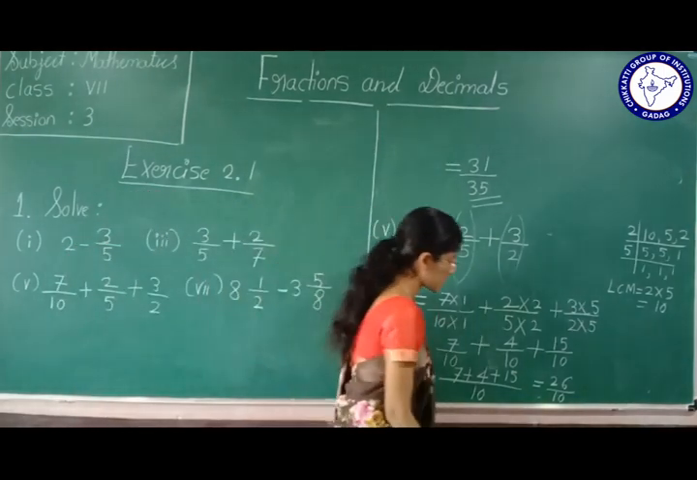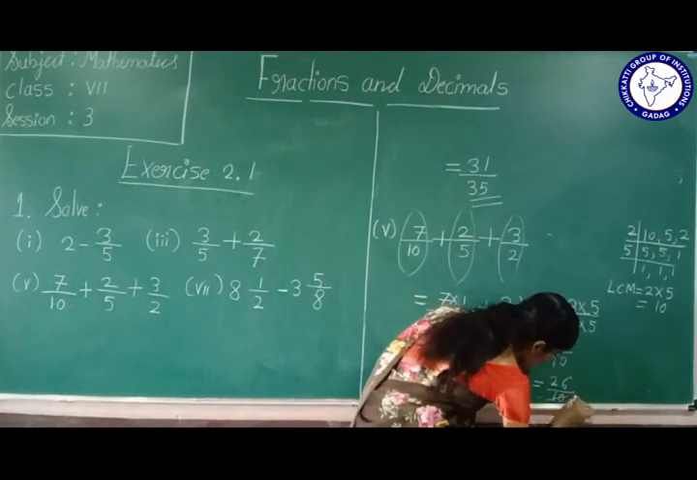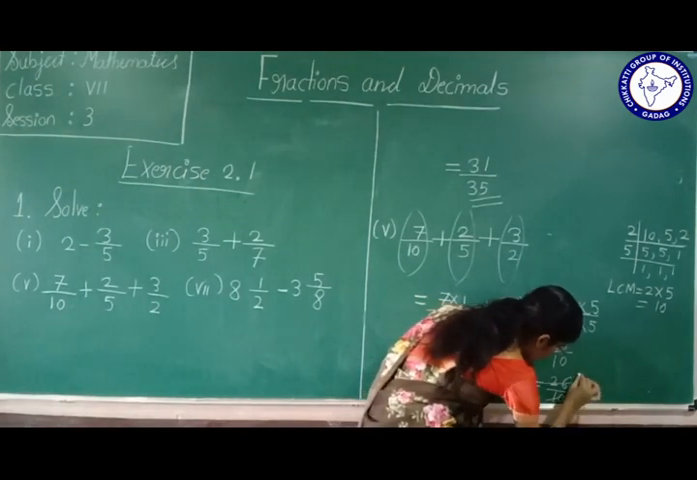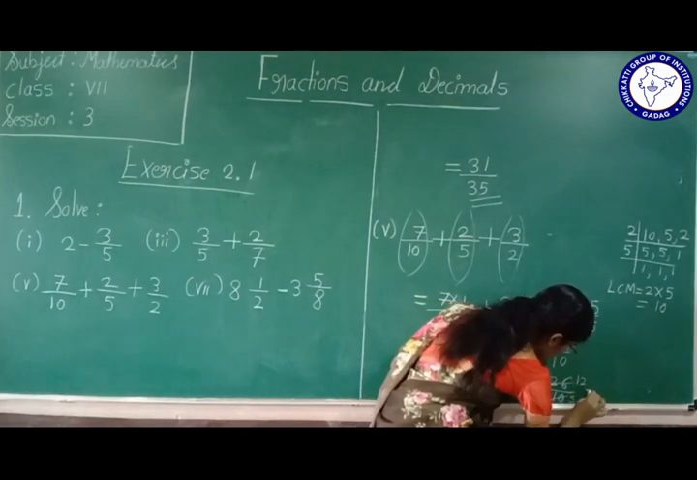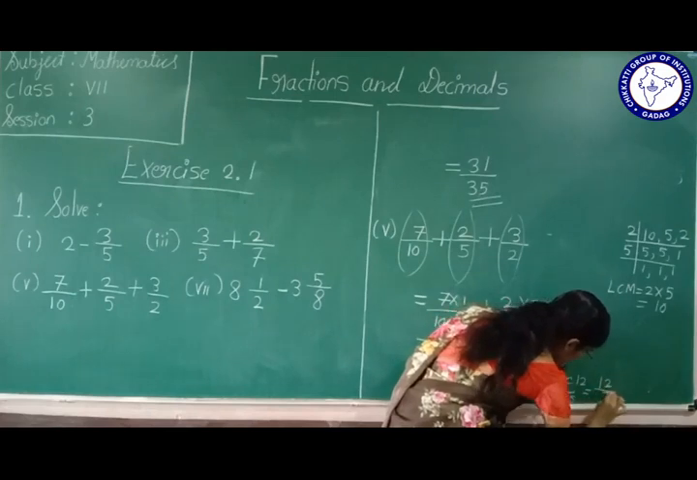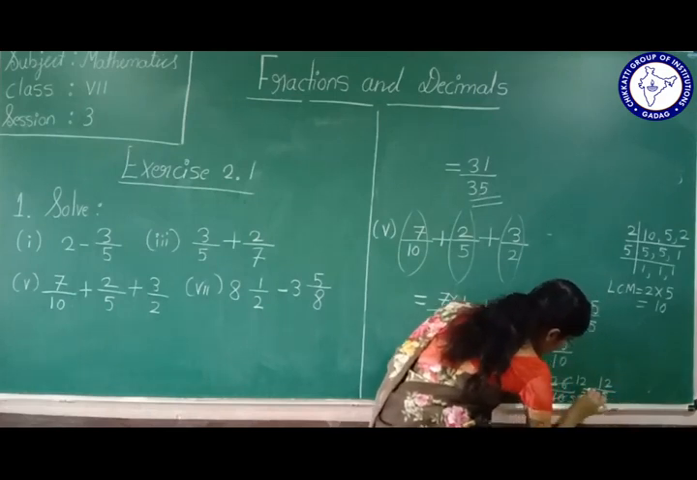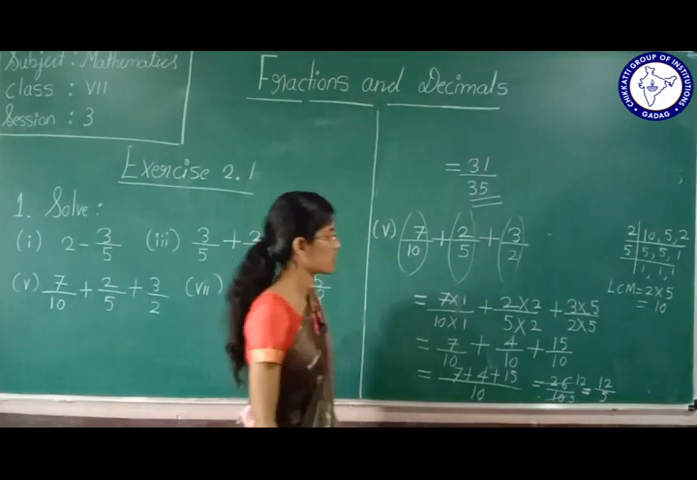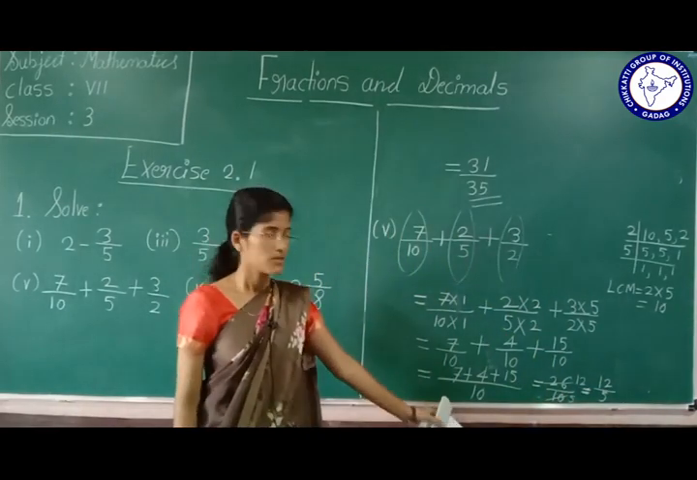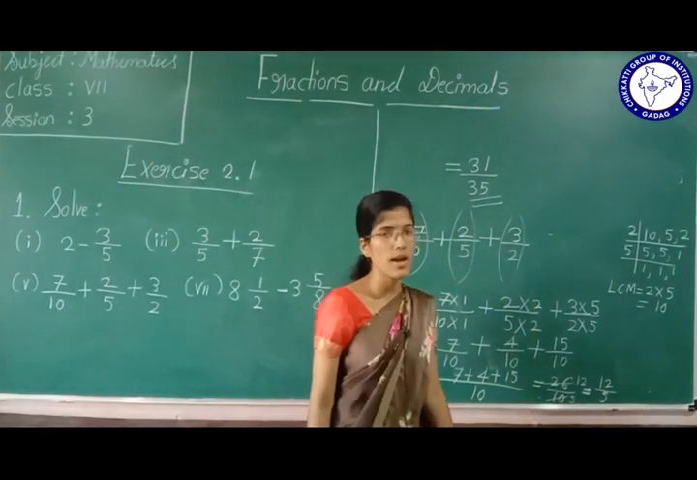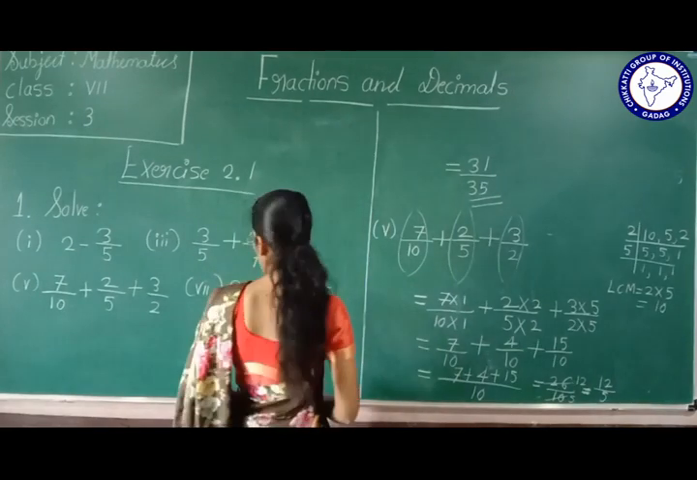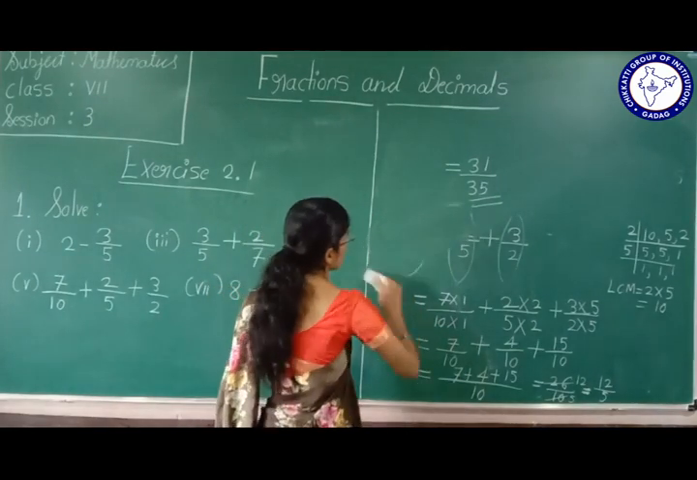So this can be written as 2 5s are 10, 2 13s are 26, so 13 by 5. Okay, the answer we got is 13 by 5. Now we will see the 7th one.